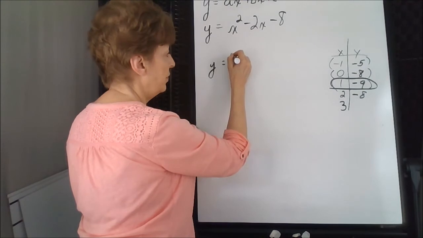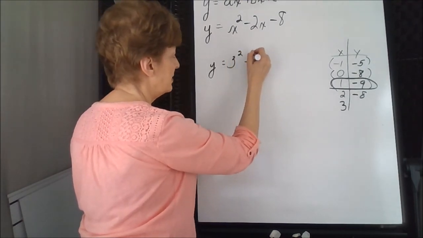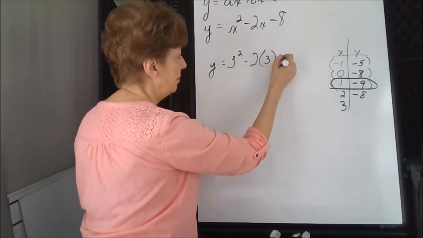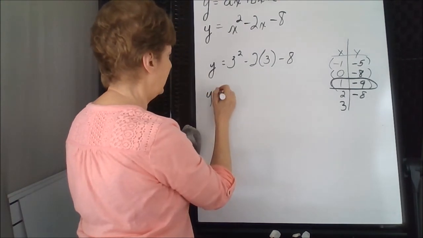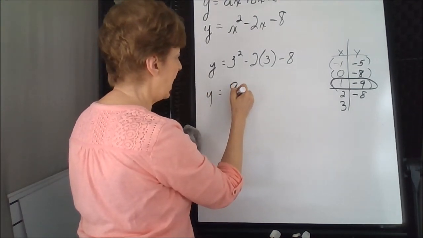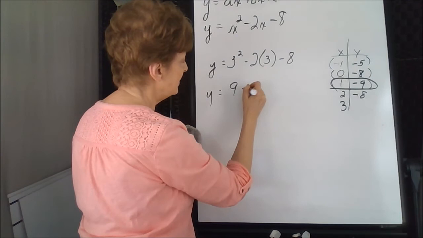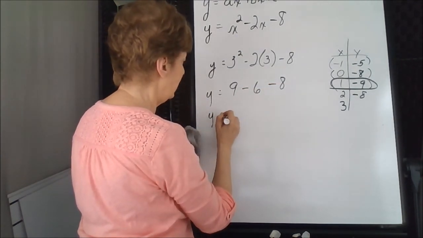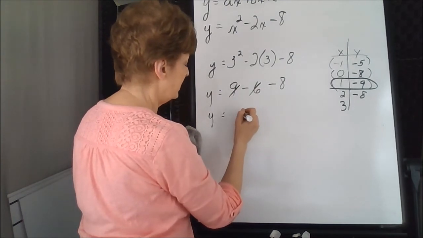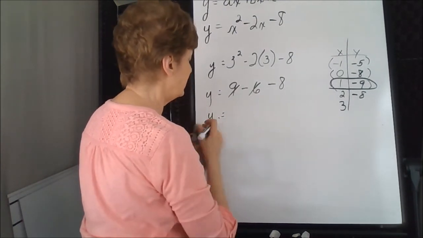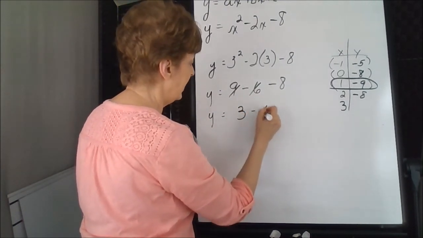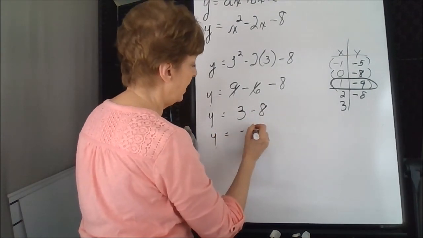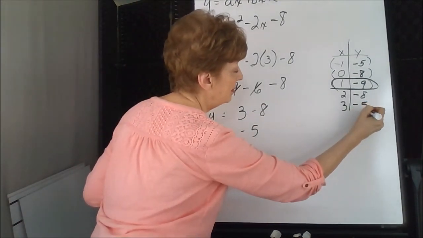Y is equal to 3 squared minus 2 times 3 minus 8. Y is equal to 3 times 3 is 9, minus 6 minus 8. 9 minus 6 is 3, minus 8. Y is equal to -5. There we go. We got it.